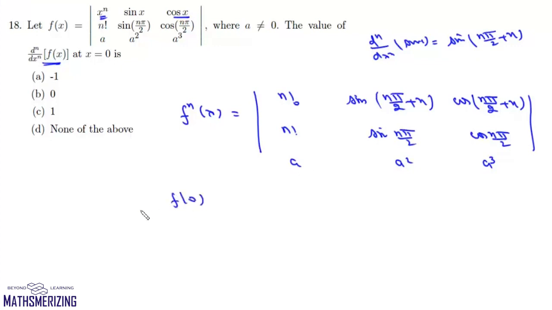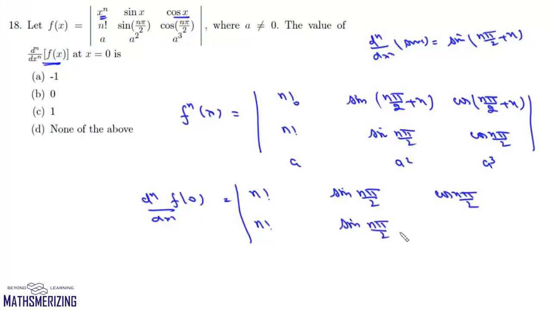Now if we put x as 0, we'll get this first row as factorial n, sin n pi by 2, cos n pi by 2, and we'll get the second row as factorial n, sin n pi by 2, cos n pi by 2, a square and a cube. Now since we have two rows identical, this value is 0. So the nth derivative of this function at x equal to 0 is 0, and that's your option B.